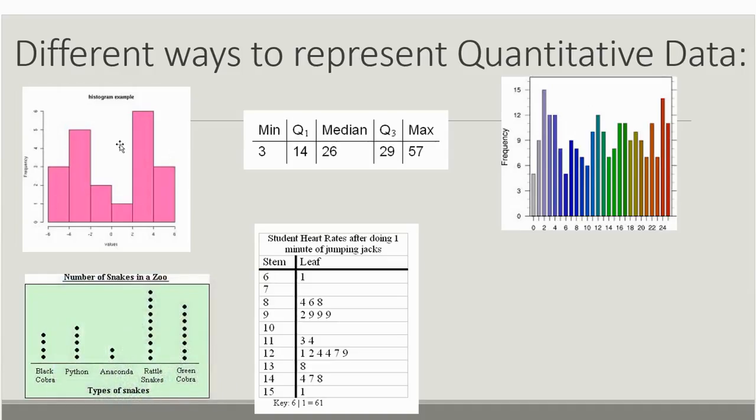You have a histogram here and a histogram here. Those are one way of showing quantitative data. Your 5-number summary is in the middle. Stem and leaf display is below that, and a dot plot is next to there.